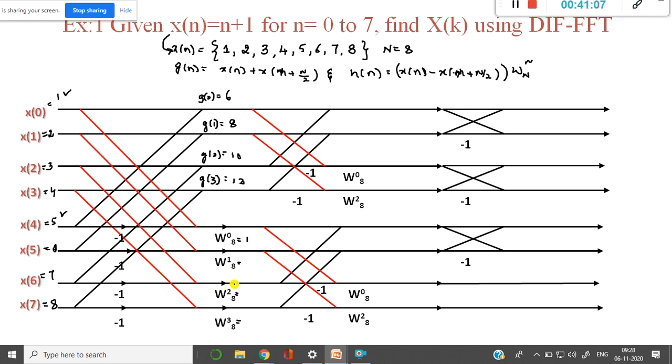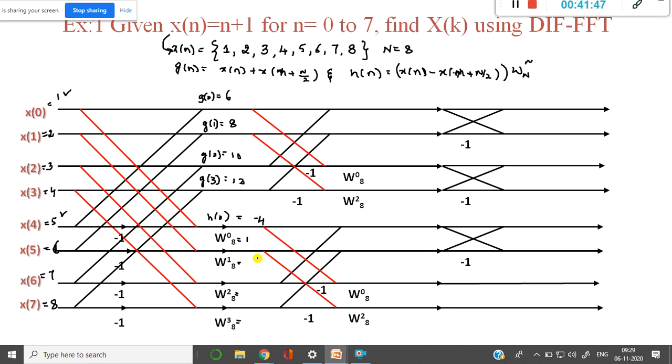So quickly give me the answers for h of 0, h of 1 and h of 2. So h of 0 is minus 4, obviously. Correct. Very good. Then what about h of 1? It is nothing but 2 minus 6, it is minus 4. The minus 4 is supposed to be multiplied with W8 to the power of 1. What is W8 to the power of 1?